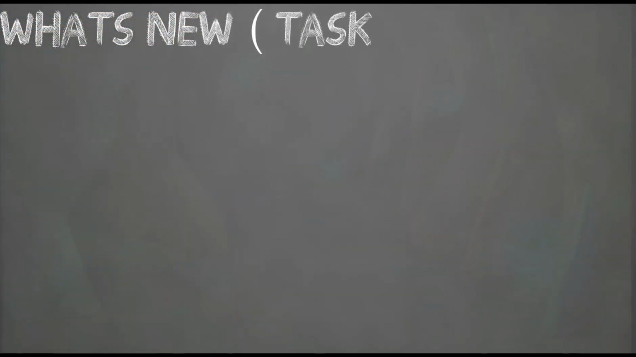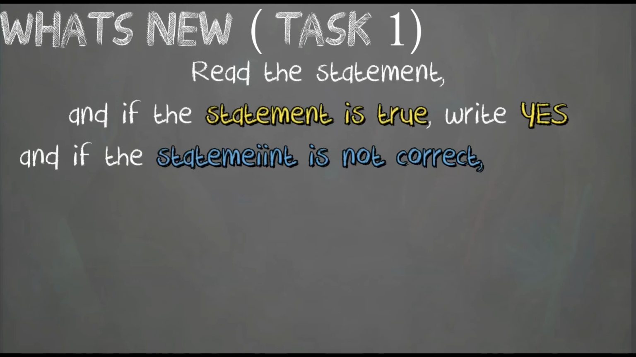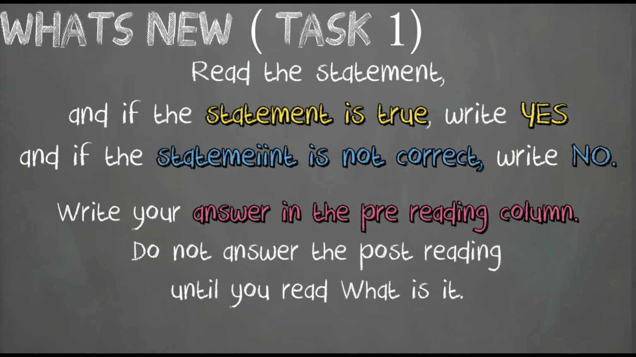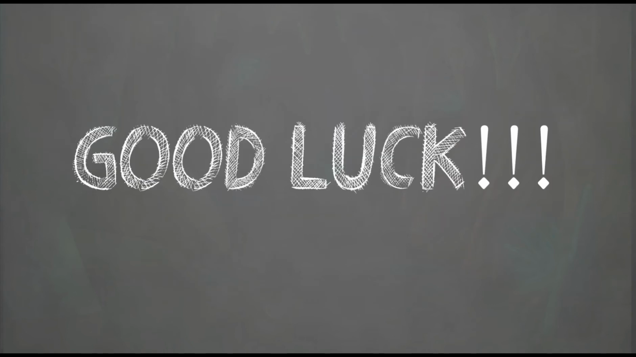This is what's new. Task 1. For the first activity, read a statement, and if the statement is true, write yes, and if the statement is not correct, write no. Learners, write your answer in the free column. Do not answer the post reading until you read what it is. Good luck, learners.